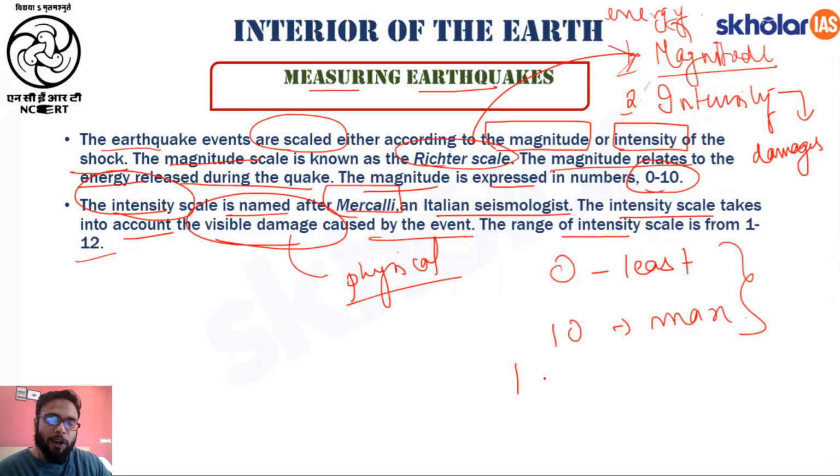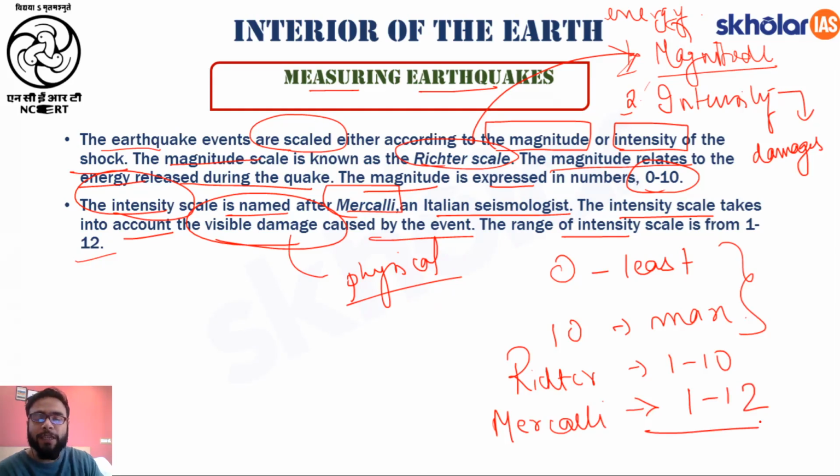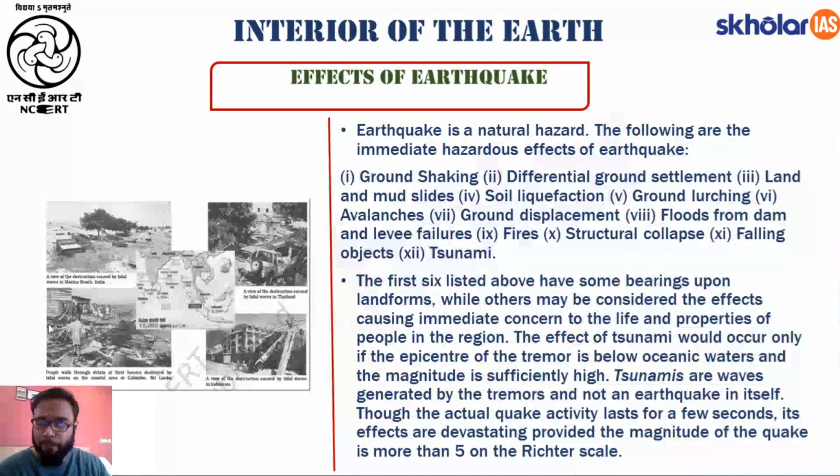So the Richter scale talks about magnitude and it is measured from 1 to 10, whereas the Mercalli scale talks about the physical damage or intensity, which is measured from 1 to 12, right? So these are the two different ways in which we measure earthquakes. Fine, fairly simple. Now next, what are the different effects of earthquakes?